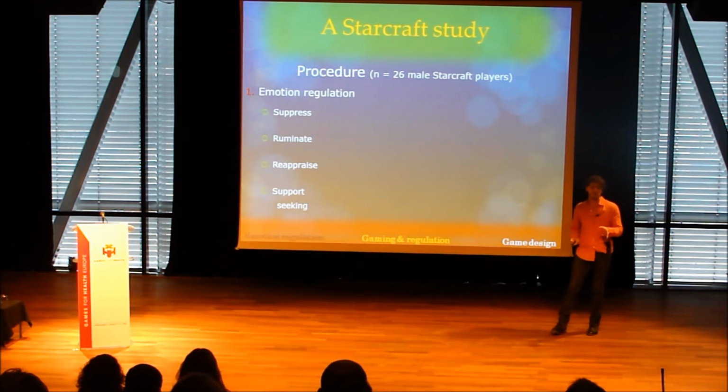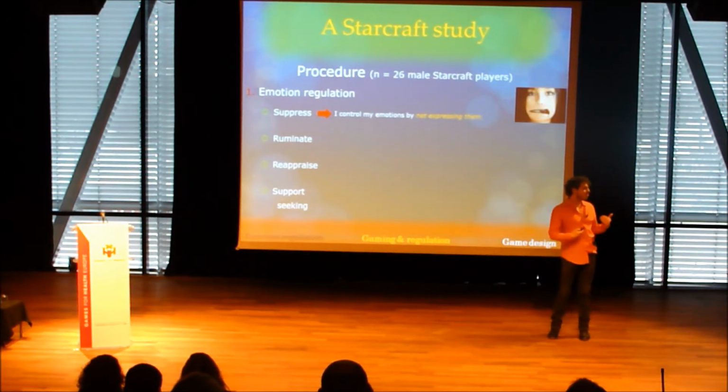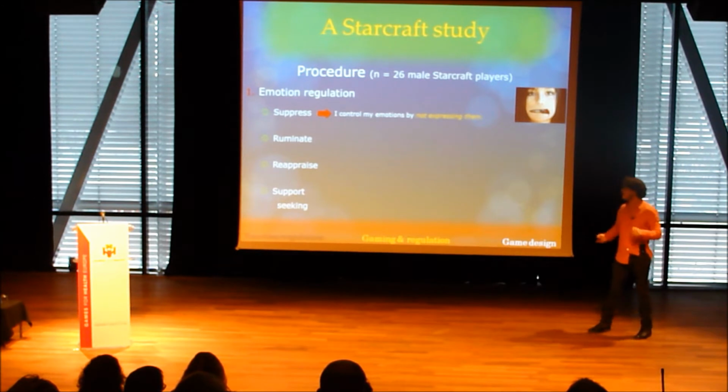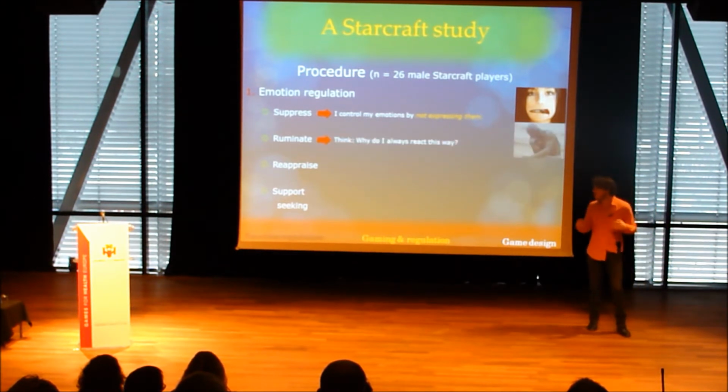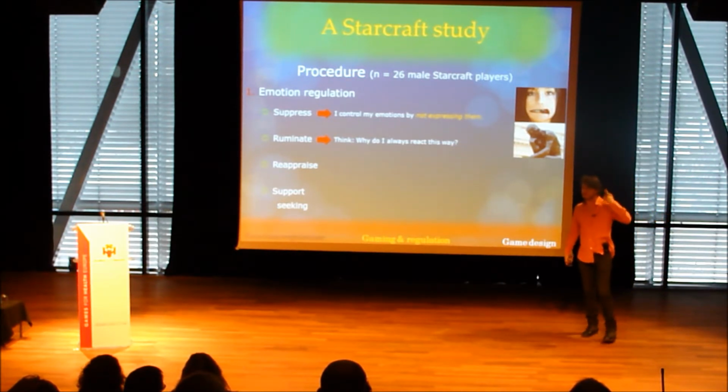So for emotion regulation, we measured a number of things. You see them here. The first is suppression. Suppression refers to pushing down an emotion that you're experiencing. As it says in the sample item, I control my emotions by not expressing them. Another thing that we measured was rumination. Rumination refers to the tendency to repeatedly think over negative events over and over again.